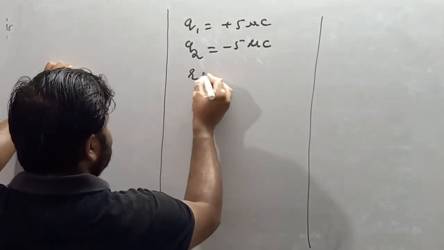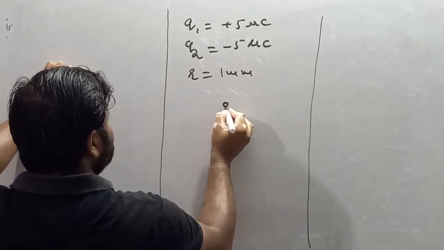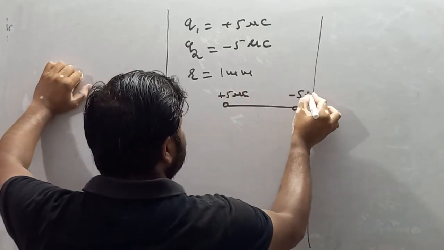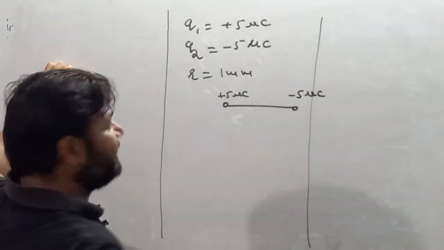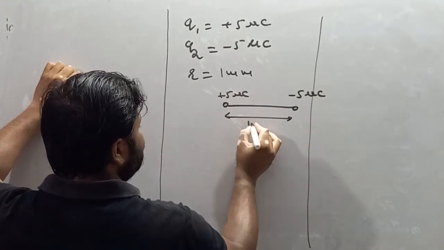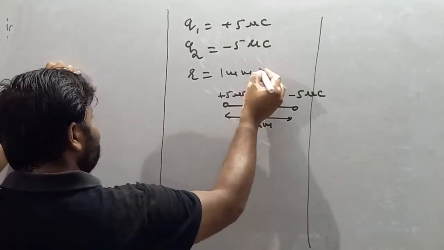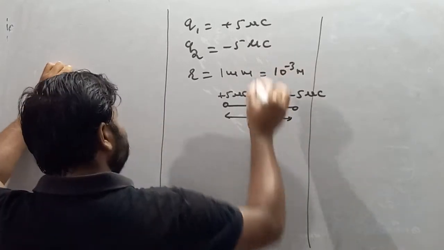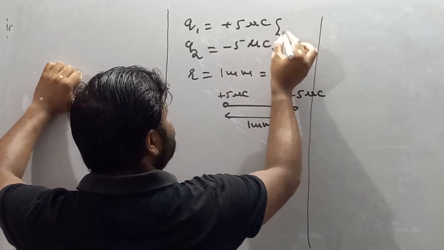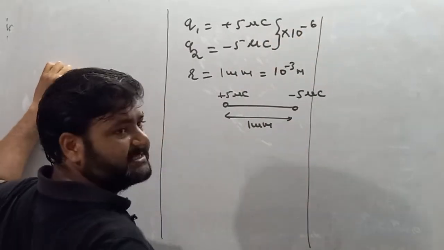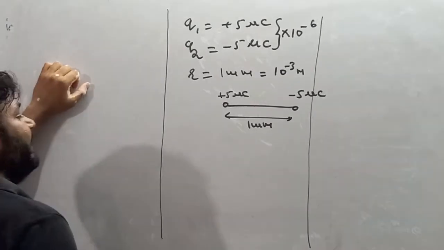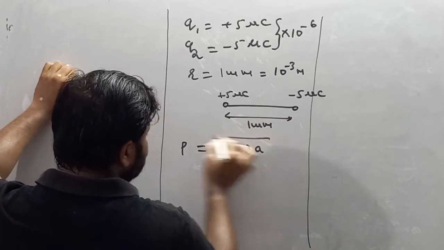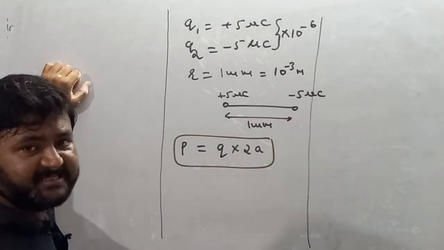So we have two charges, one is of plus 5 microcoulomb and other is of minus 5 microcoulomb. These charges are separated by 1 mm. So I'll convert this 1 mm into meter. It is 10 raised power minus 3 meter. And if we wish to convert microcoulomb into coulomb, multiply it with 10 raised power minus 6. Now we have to find the dipole moment. So we know that dipole moment is equals to magnitude of positive charge and separation between the charge.